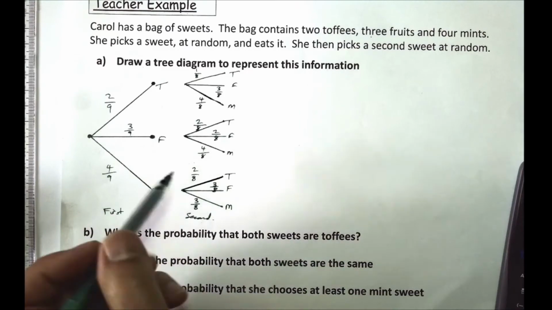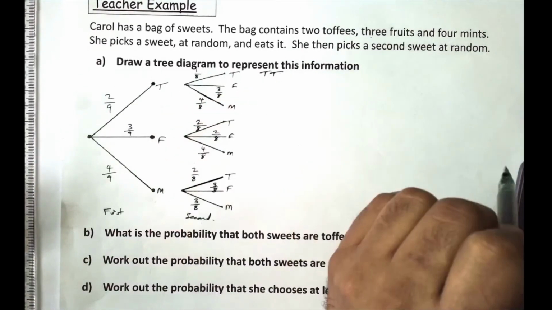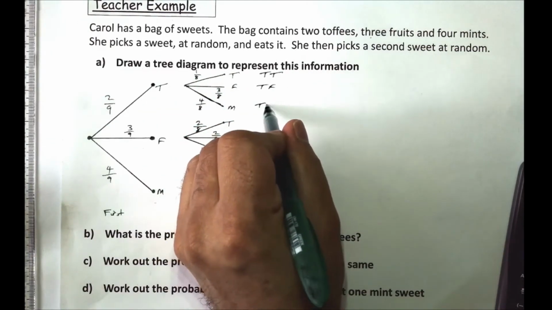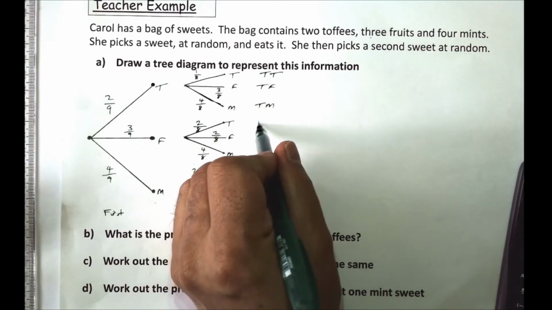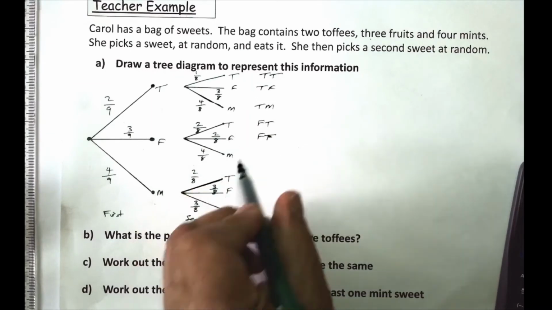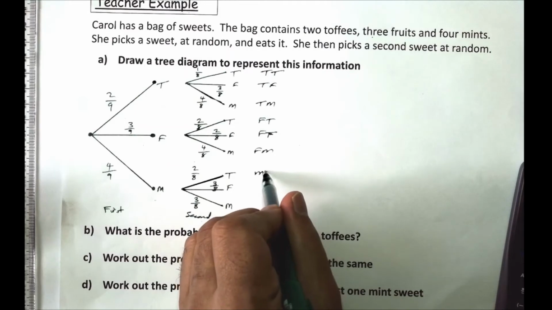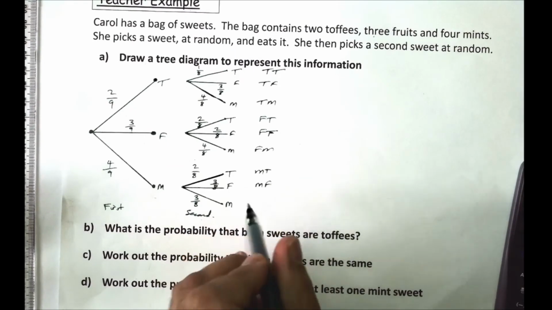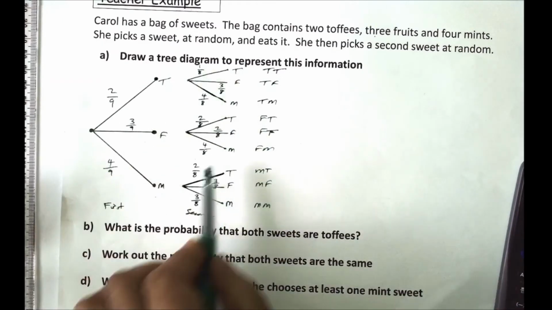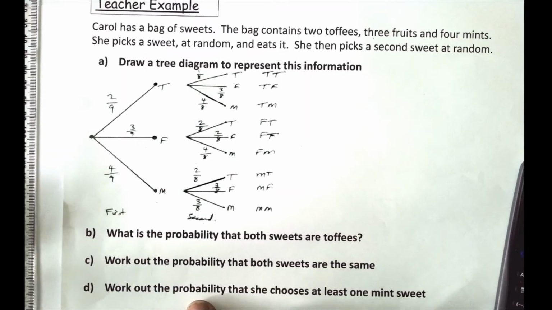And then again I can write down all the combinations. So that's the toffee: toffee and toffee, toffee and fruit, toffee and mint, fruit and toffee, fruit and fruit, fruit and mint. And again for the last one, mint and toffee, mint and fruit, mint and mint. So now I've got the tree diagram drawn with all my combinations for the outcomes also written down.